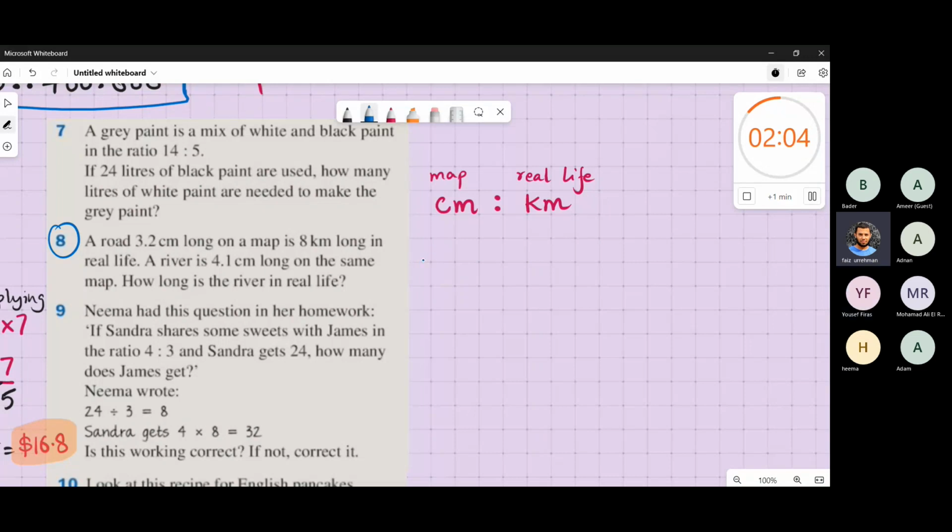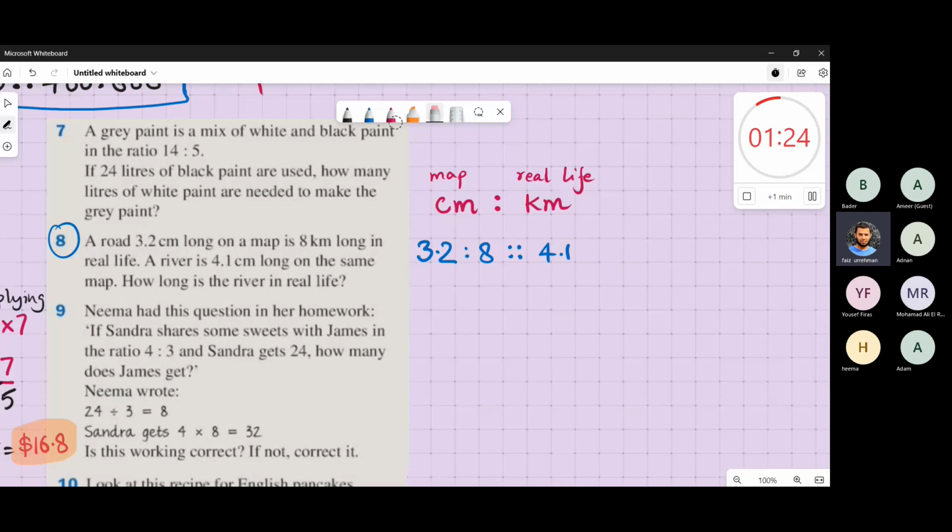Yes, what will be the line, Adam? Tell me, what will be the proportional line? 3.2 to 8, is as. Where will 4.1 come? On the left side or on the right side? Think. Left, because it's the same like the first one. Because it is centimeter. Exactly. Correct. Your reason is correct.